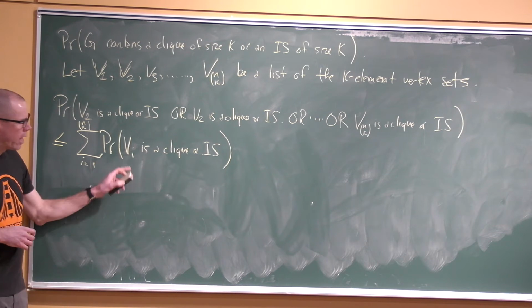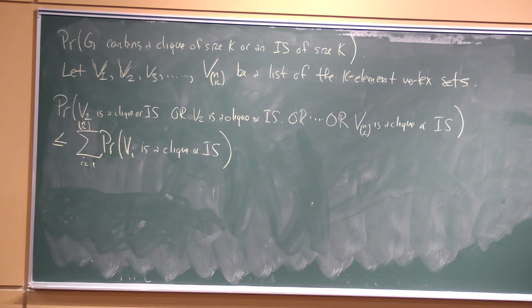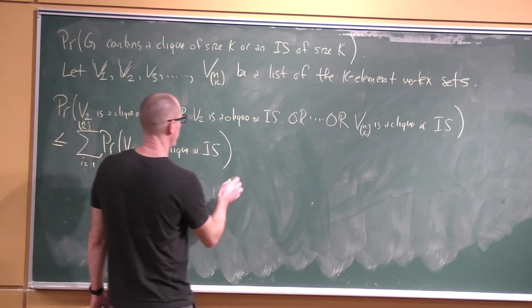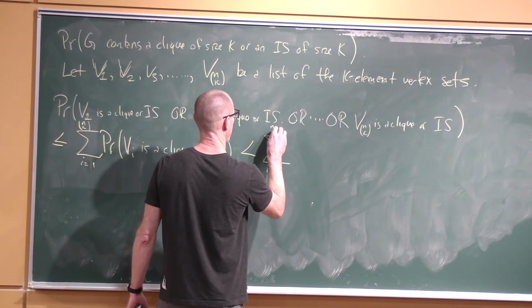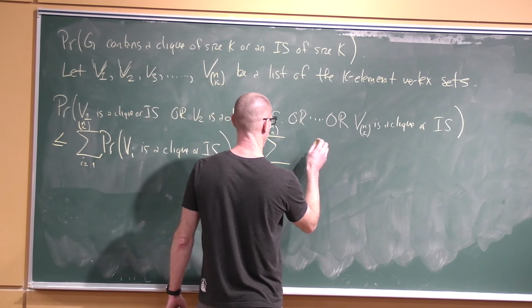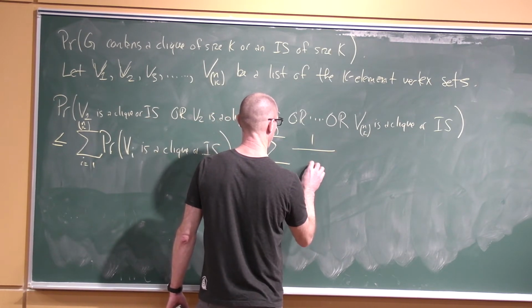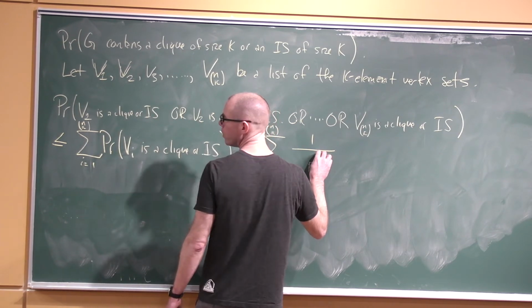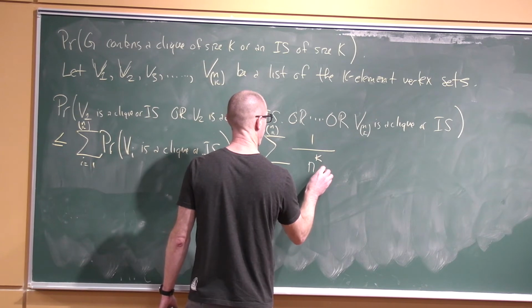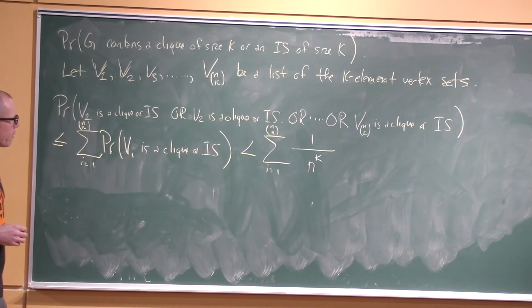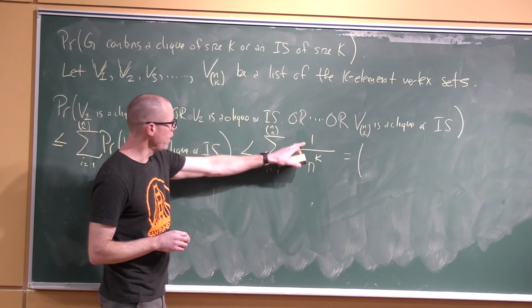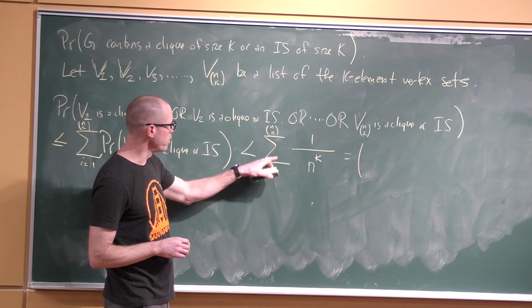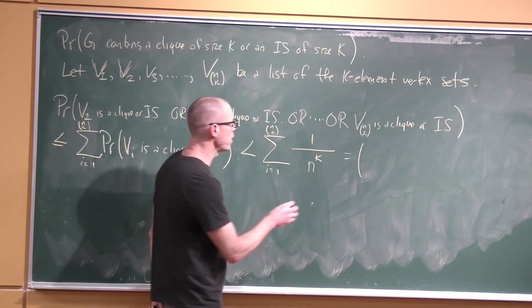So Vi is a set of vertices of size k, and so we know now the probability that it forms a clique or independent set. So this is less than the sum, i equals 1 to n choose k, of 1 over n to the k. So what's that equal to? Nothing inside of here depends on i, so all we need to do is count the number of terms, and the number of terms is n choose k.